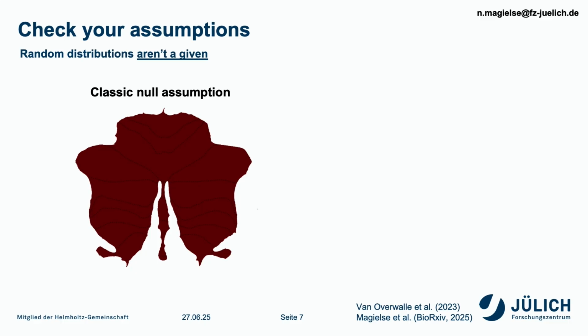But there's a problem. You need to really check your assumptions, because the ALE method that's often used, this meta-analytic method, assumes that activity is randomly distributed. So it uses the space of the gray matter, and it just assumes randomness.